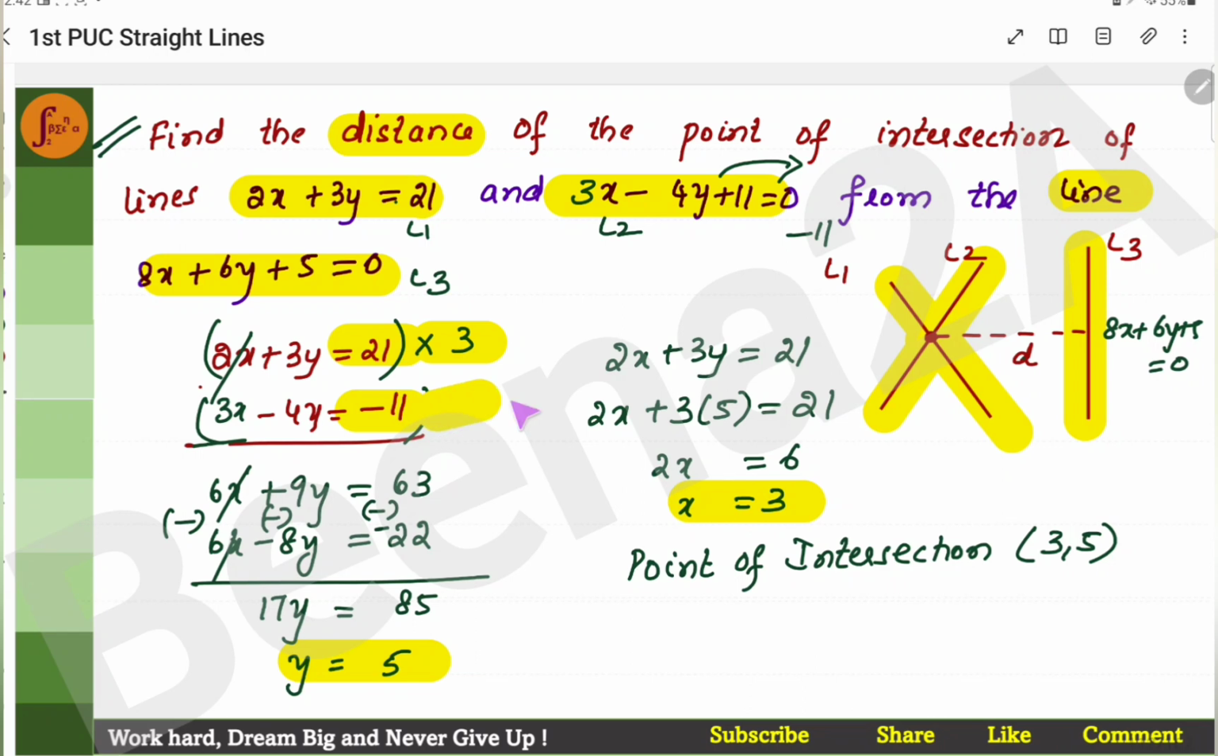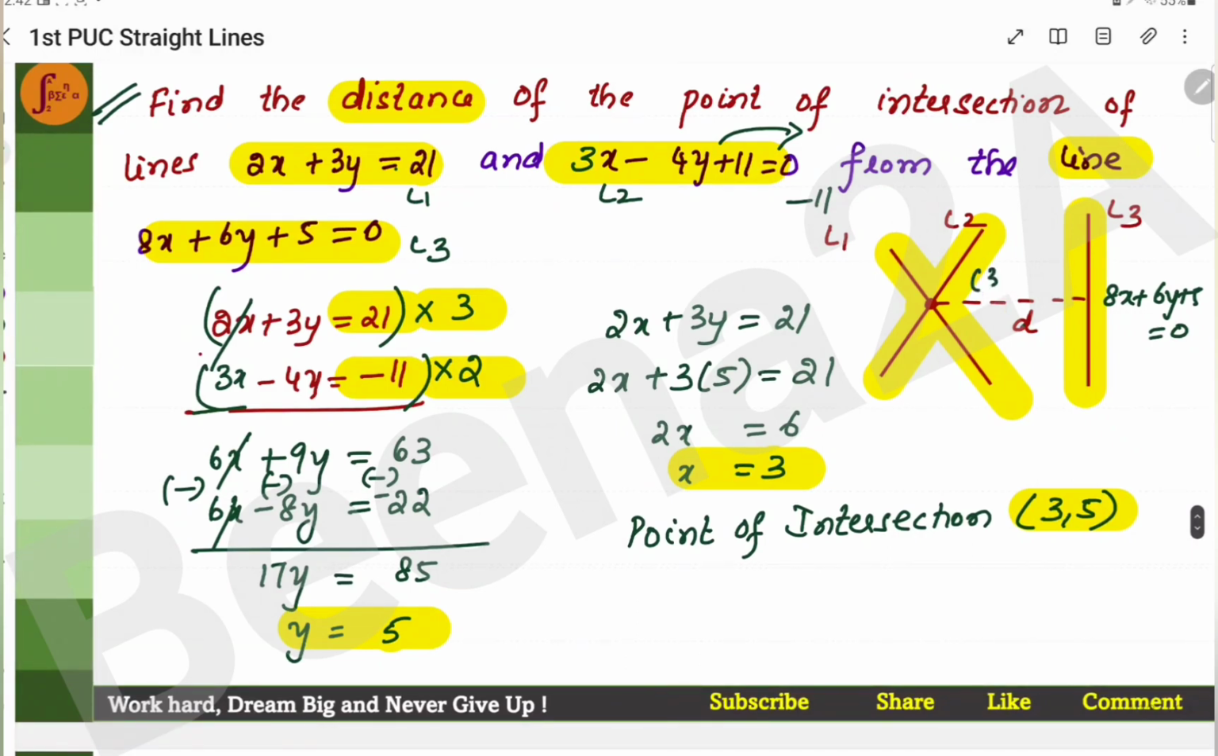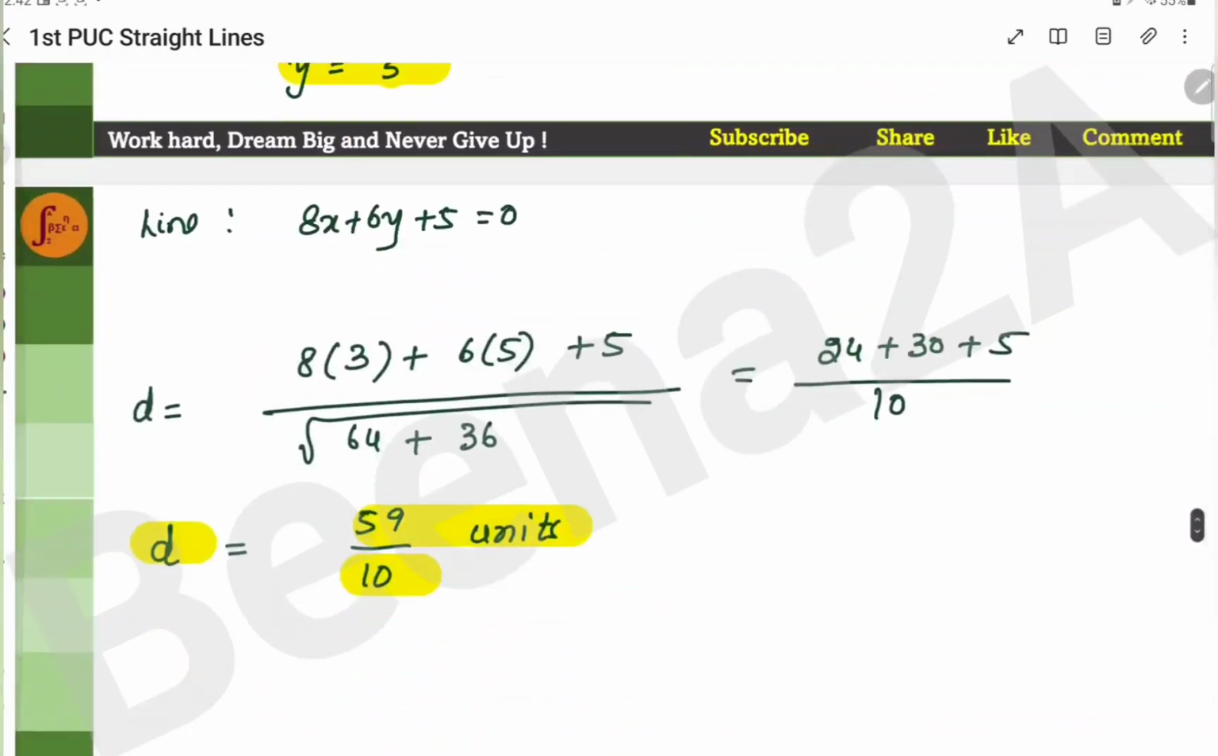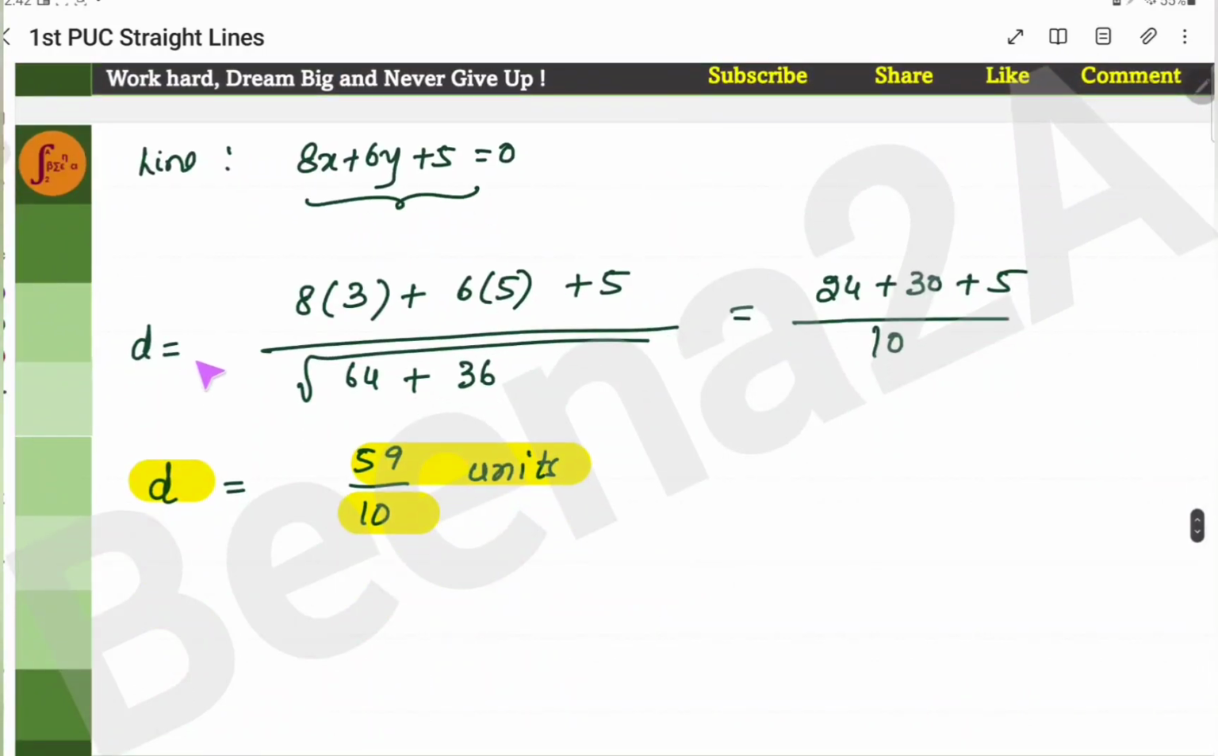And then you find the point of intersection. You'll get y as 5, x as 3. So point of intersection is 3 comma 5. This point of intersection is 3 comma 5. From this point to this line, you have to find the distance. So you use a distance formula, right? This one, ax1 plus by1 plus c by root of a square plus b square.